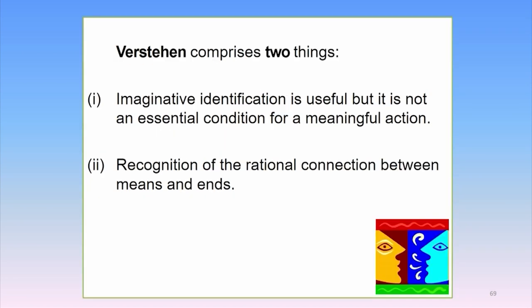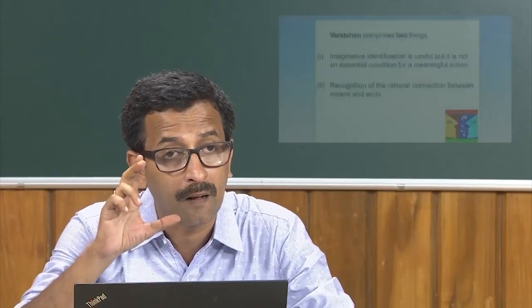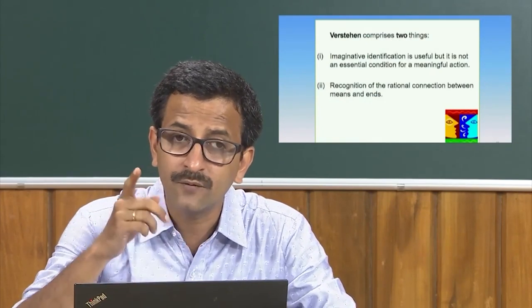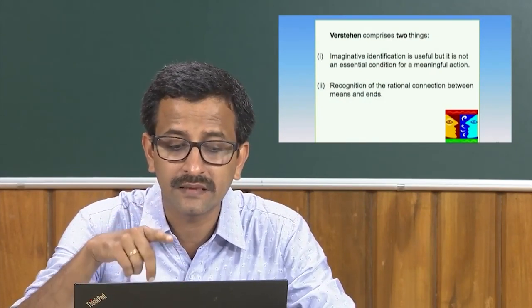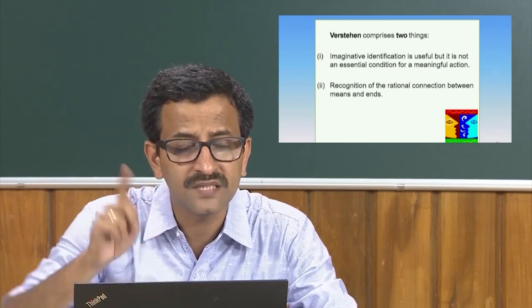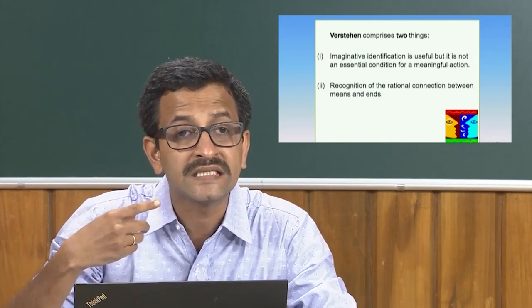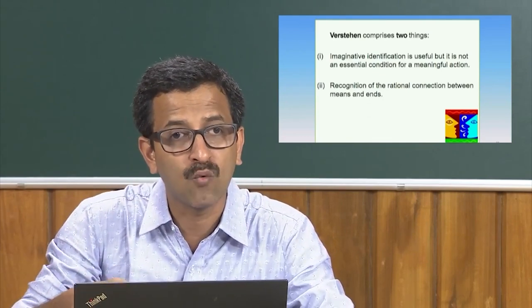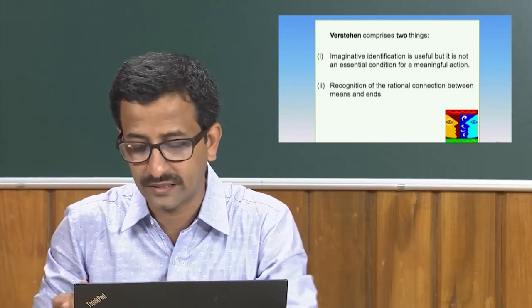Okay? Such understanding, such Verstehen, comprises two things. One is imaginative identification, which is useful, but not an essential condition for a meaningful social action. Okay? What is a meaningful social action? We'll discuss when we'll be discussing the typology of social action by Weber. Okay? And we must be able to recognize the rational connection between means and ends. We must be able to recognize the rational connection between substantive rationality on the one hand and instrumental rationality on the other.